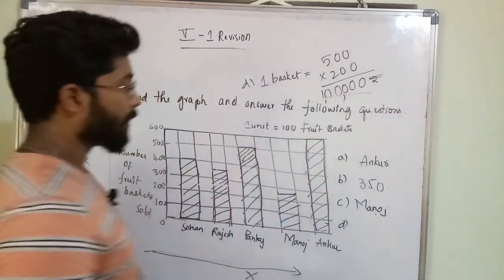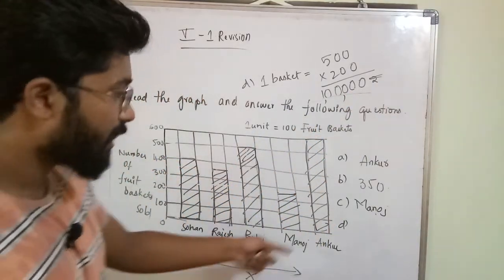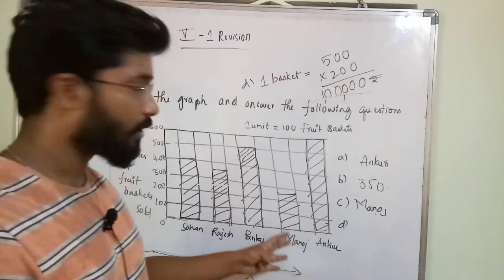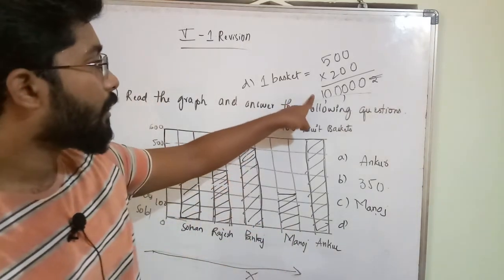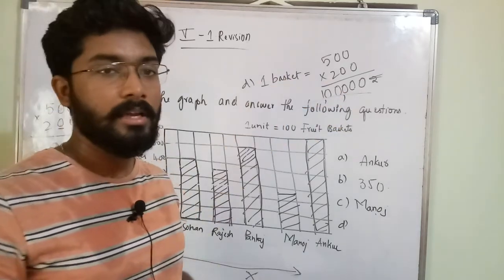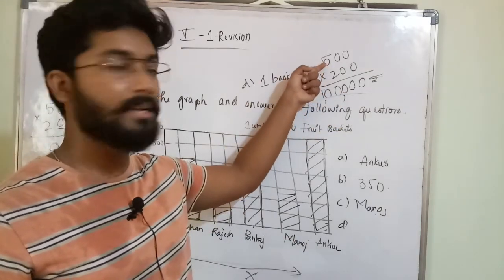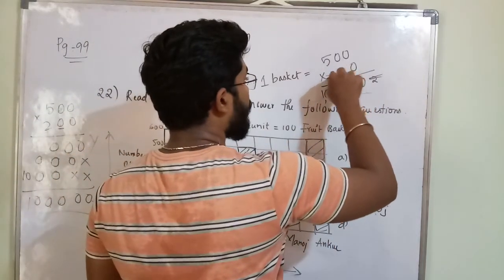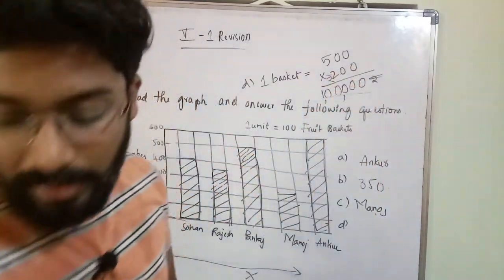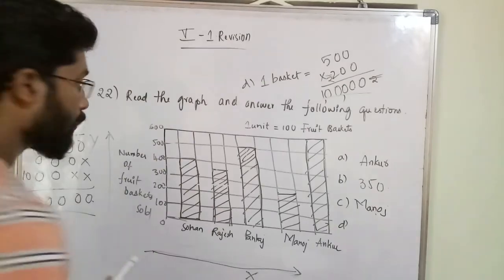So if Pankaj had sold each basket for 200 rupees, then he may have got 1 lakh rupees, okay, because he has sold 500 baskets and each basket price is 200 rupees. So he may got 1 lakh rupees as the money, okay.